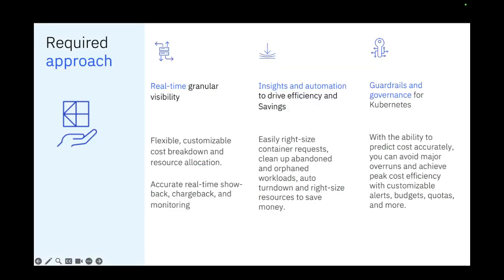So the approach that Kubecost takes to be able to solve this for engineering teams, for FinOps teams, is number one, to provide them with really granular real-time visibility, right? Help them break down those costs in ways that make sense and are meaningful to the business, give them accurate real-time showback, chargeback, and monitoring capabilities so that they have the data they need to continuously be on top of those costs and understand who's generating them, why, and then move to the next solution, which is to provide them with cost savings insights and even automation to help drive savings, reduce spend without sacrificing the important aspects of performance and reliability and stability, so that they can become more efficient over time.